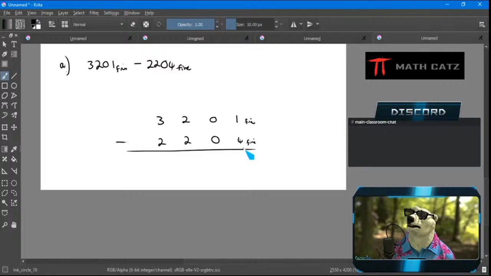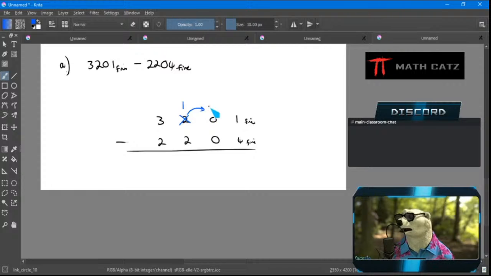1 minus 4. Nope. Not happening. Need to go borrow. There's nothing to borrow. Need to go borrow for that. Okay, there's something. Let's make it blue. So now I move it. I take one of those, so there's one left. Then that one splits into 5.